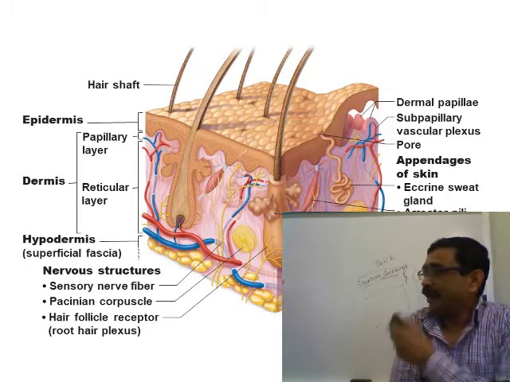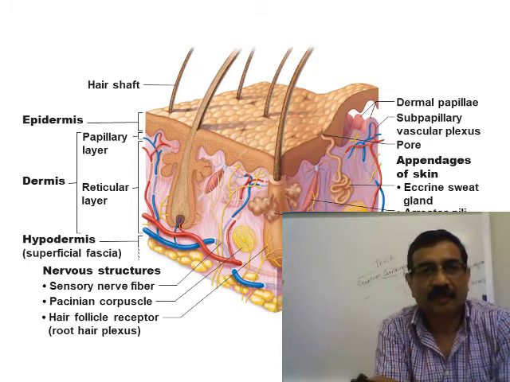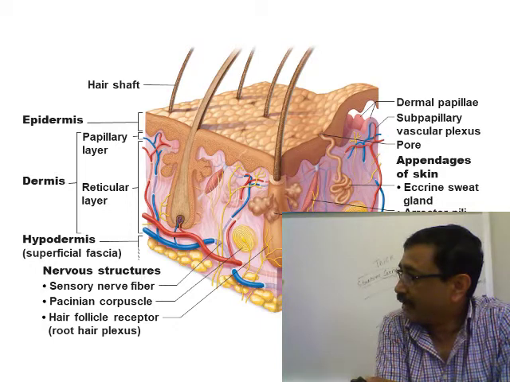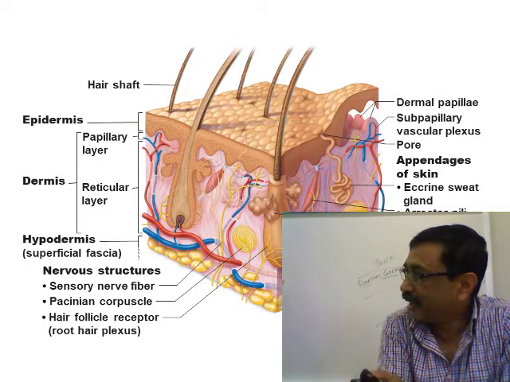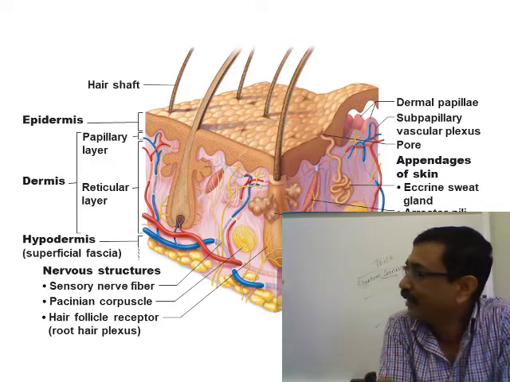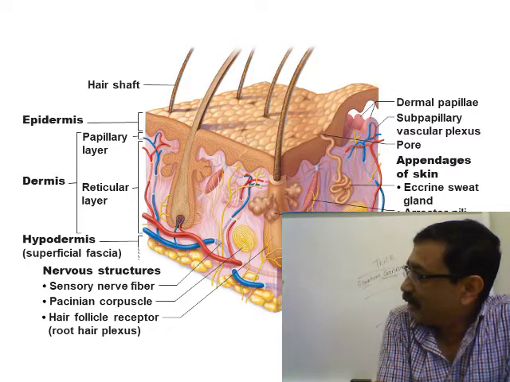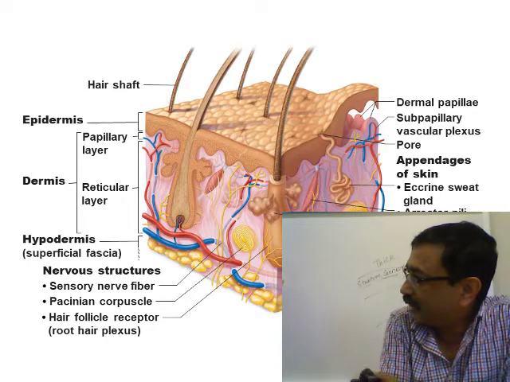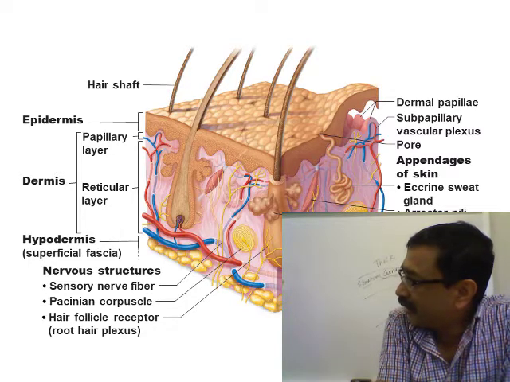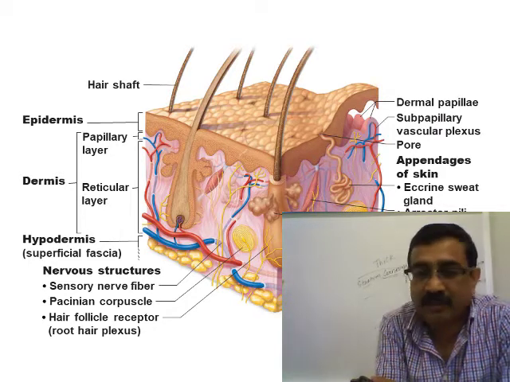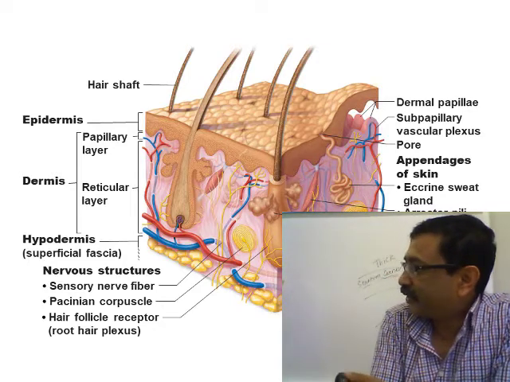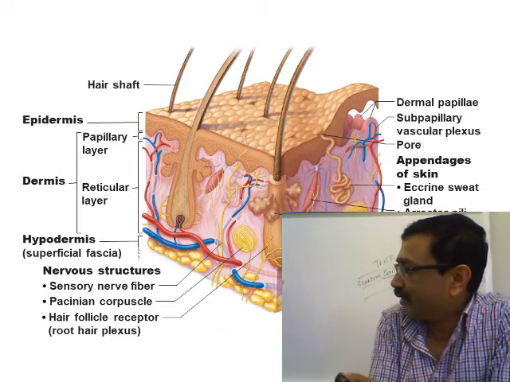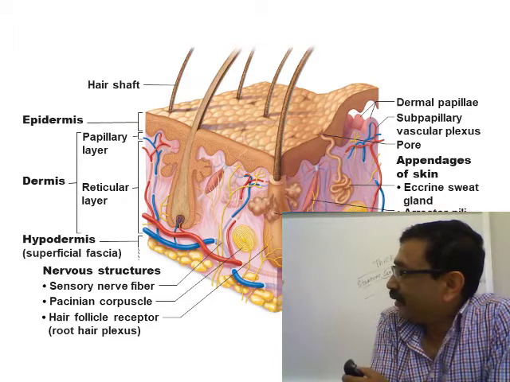So here you see this picture is showing the outer epidermis, inner thick dermis, and under the dermis, hypodermis. On the left side, you see epidermis, dermis, and hypodermis, right? Now you see most of the skin structures are present in the dermis. Which structures? You see the hair root, hair follicle. You see the glands, sweat glands, sebaceous glands. You see tiny muscles.